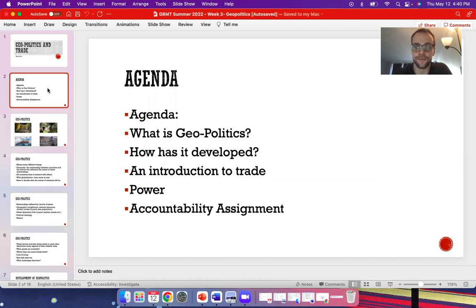Okay, without further ado, the agenda today: we're going to discuss a little bit about the history of geopolitics and some basic terminology. We'll talk a little bit about trade and development. We're going to have a little bit of a discussion on power, especially the types of power and its relevance to the discussion on geopolitics.